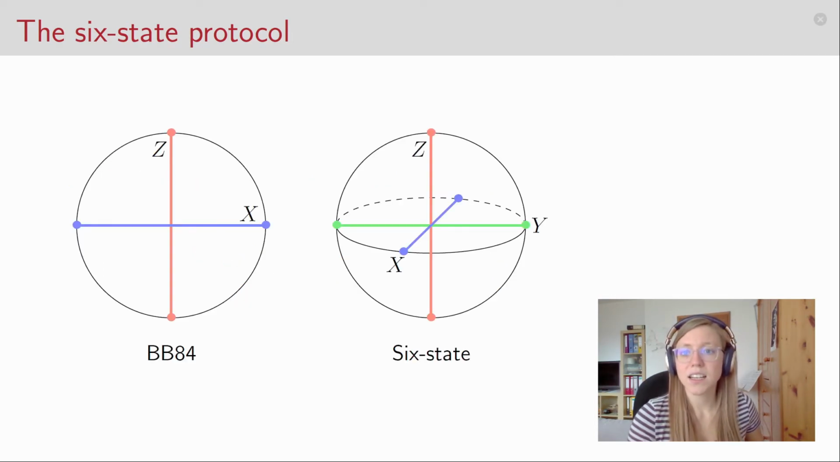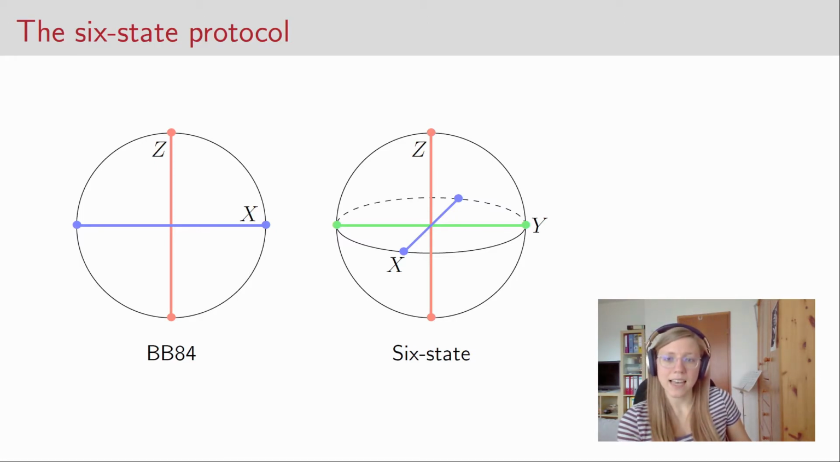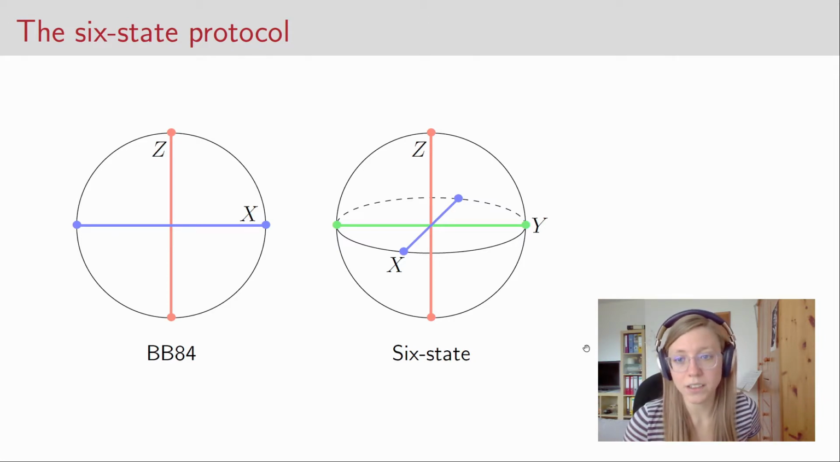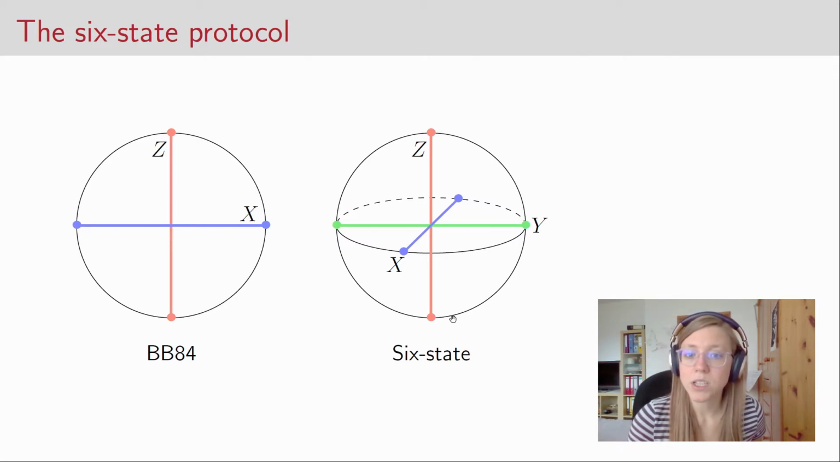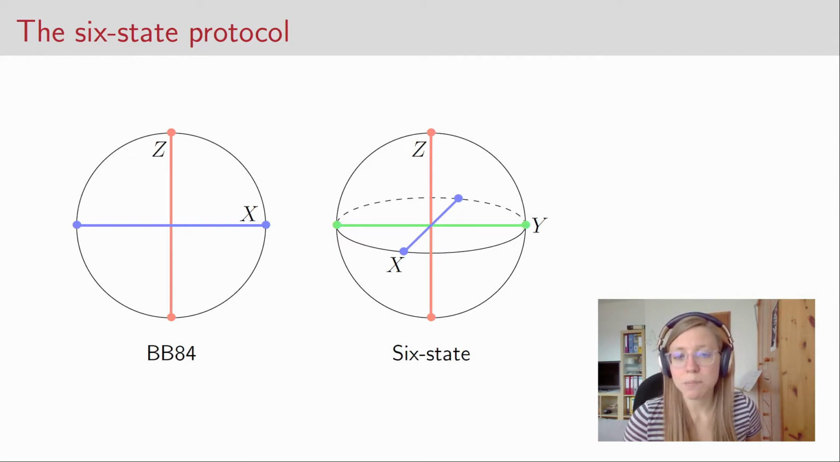And the advantage of this protocol is that compared to the BB84 protocol, we now have more possibilities for the states. So in the BB84 protocol, you can see that the X and the Z measurement span a plane in the Bloch sphere, like this. But with the third basis, with the Y basis, we now actually span the whole Bloch sphere, which gives us many more possibilities for states.